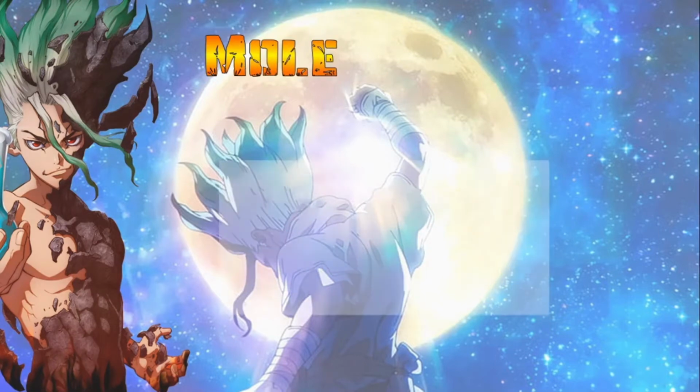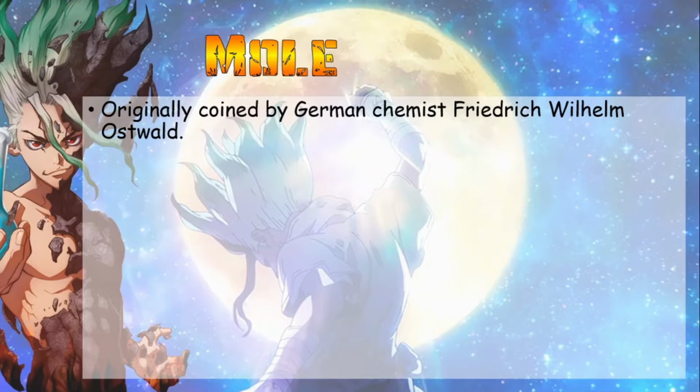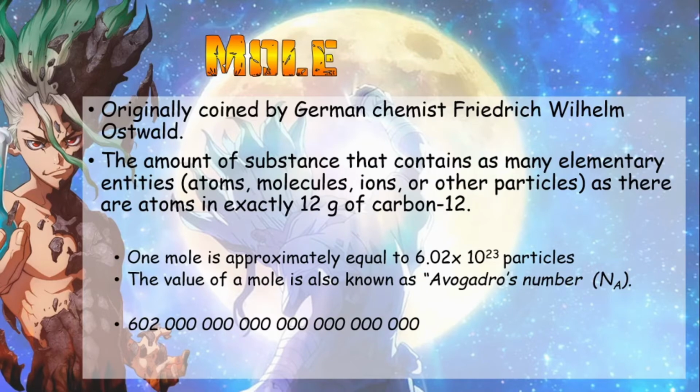What is a mole? Mole was originally coined by German chemist Friedrich Wilhelm Ostwald. It is the amount of substance that contains as many elementary entities, for example atoms, molecules, ions, and other particles, as there are atoms in exactly 12 grams of carbon-12. 1 mole is approximately equal to 6.02 times 10 to the 23rd particles. The value of a mole is also known as Avogadro's number.